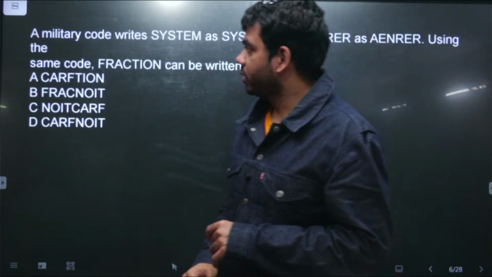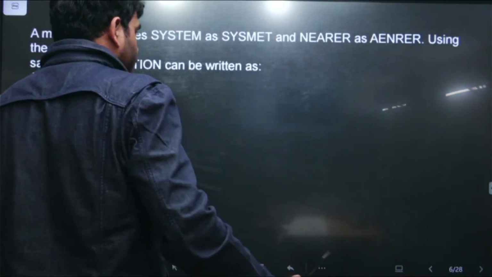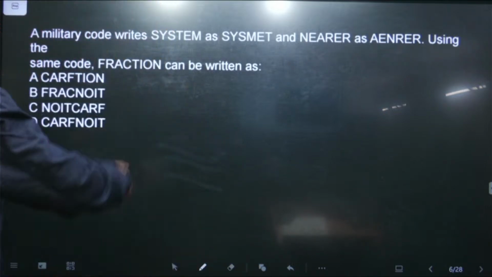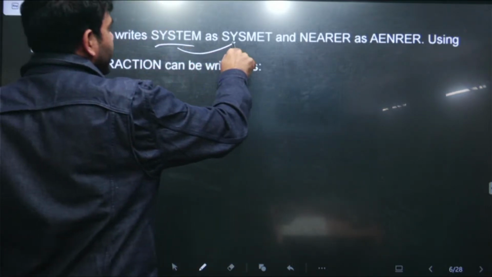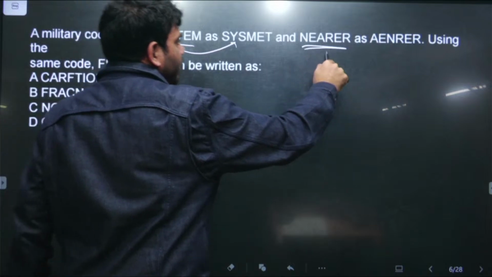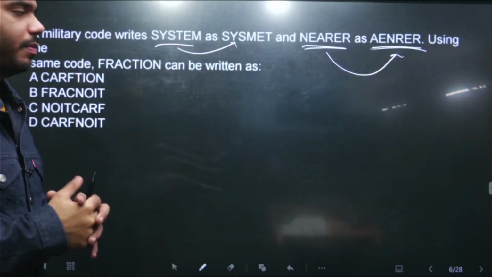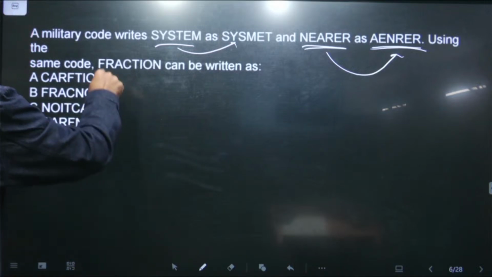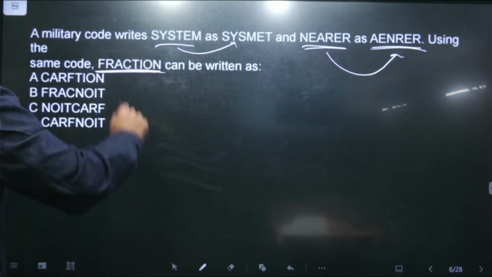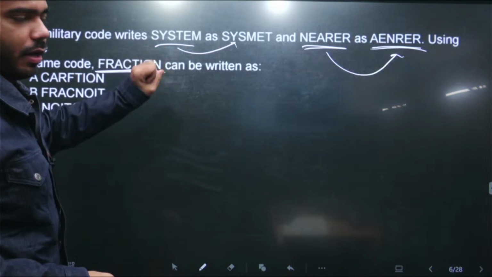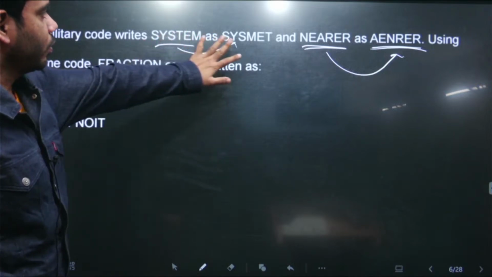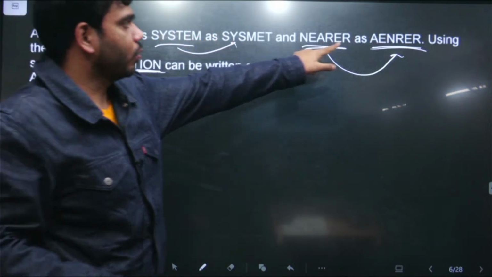This is the next question. This is a pattern based question. Here is a pattern in which some words are being encoded in this manner. Observing the word and the encoded characters, we need to understand what kind of pattern is being followed over here. Then we need to find the closest coding of this word. So the code of SYSTEM is this, and the code of NEARER is this.